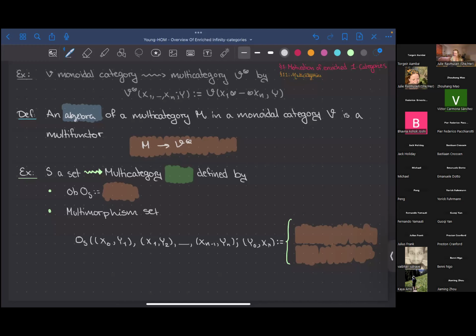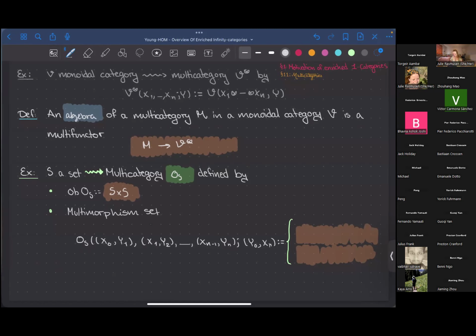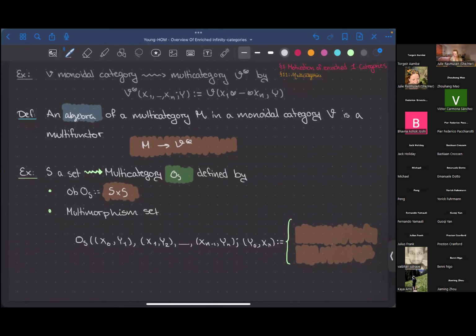If we have a set S, we can define a multi-category O_S to have as objects just the set S times S. And then the weird thing is in the multimorphism set. If we have this string, where each object is a pair of objects in S, so we have (x0,y1), (x1,y2), and so on up to (xn-1,yn), and all these go into (y0,xn), we want that to be exactly one map if yi is the same as xi for i between 0 and n, and empty otherwise.